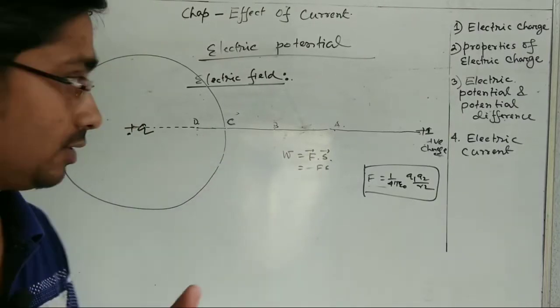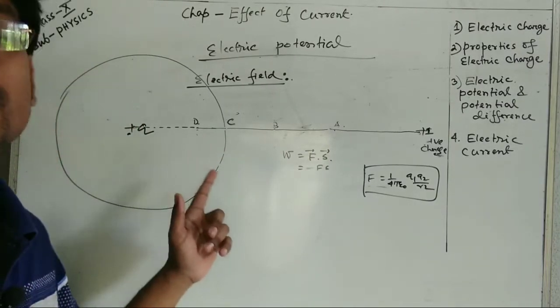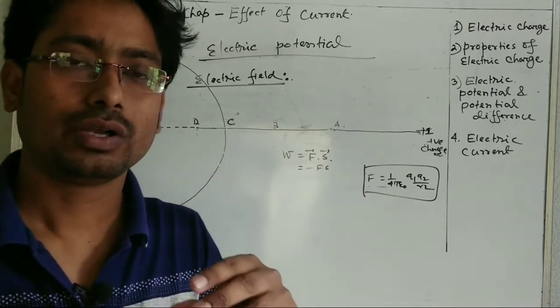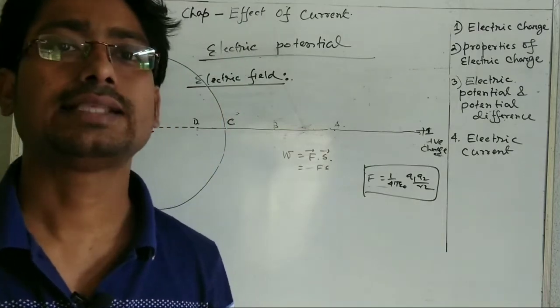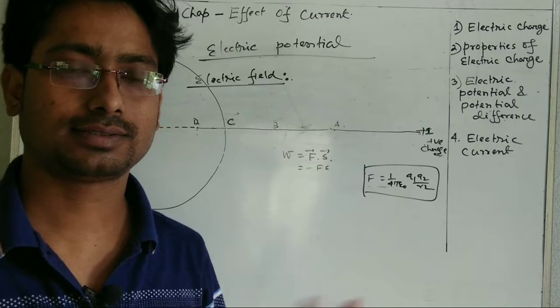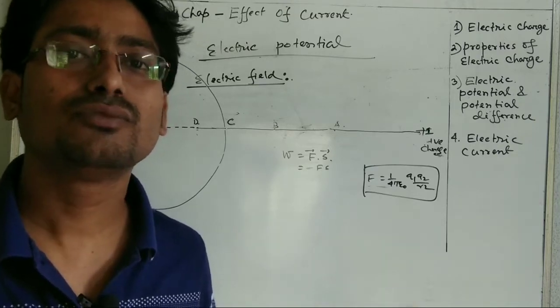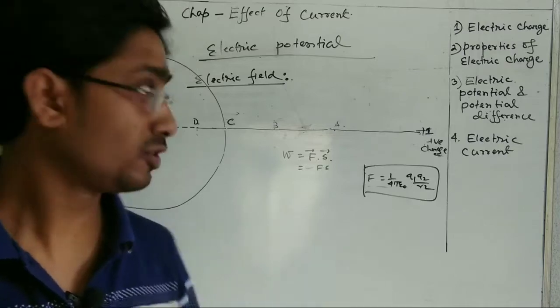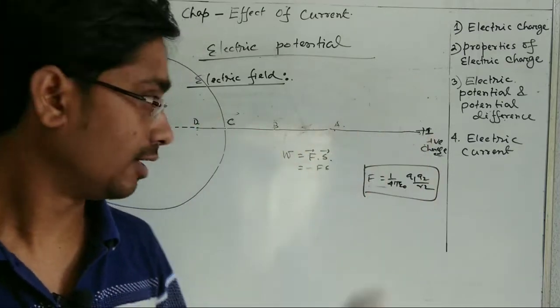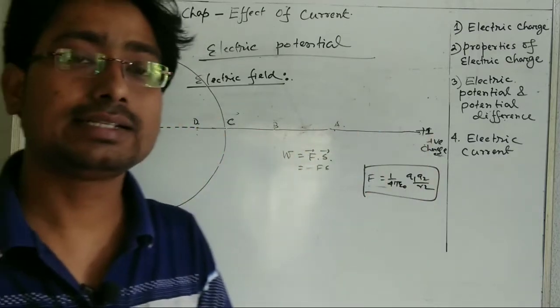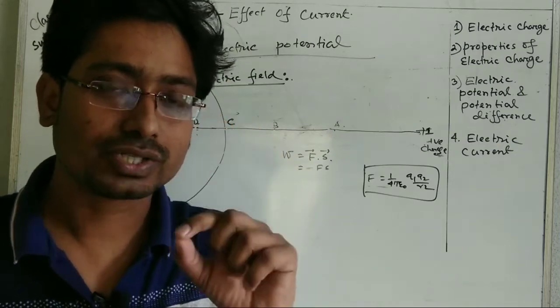This work done against the repulsion force will be stored in the unit positive charge as potential energy. So what is the conclusion? What is the potential energy? Potential energy is nothing but the work done on the unit positive charge, because we are bringing the unit positive charge. That energy is conserved; that energy is stored inside the body.